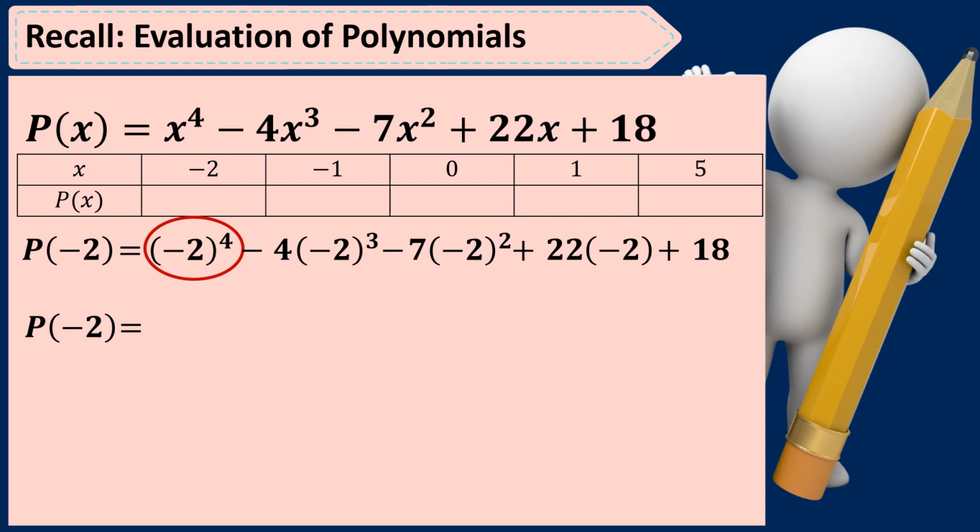Negative 2 raised to the power of 4 is equal to positive 16. Negative 4 times the cube of negative 2 is equal to positive 32. Negative 7 times the square of negative 2 is equal to negative 28. Positive 22 times negative 2 is equal to negative 44. Then we copy plus 18.